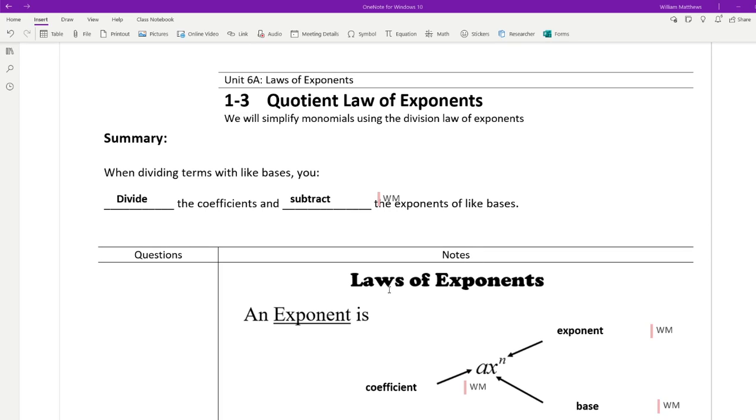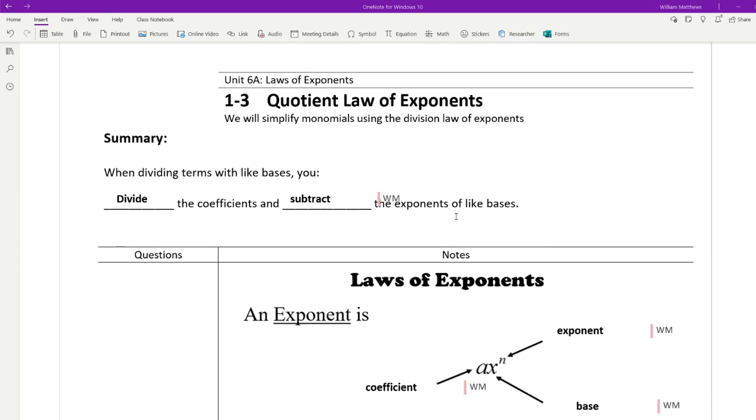Today we'll be going over the quotient law of exponents. We will simplify monomials, also known as terms, using the division law of exponents. When we divide terms, monomials, with like bases, you divide the coefficients as normal and subtract the exponents of like bases.